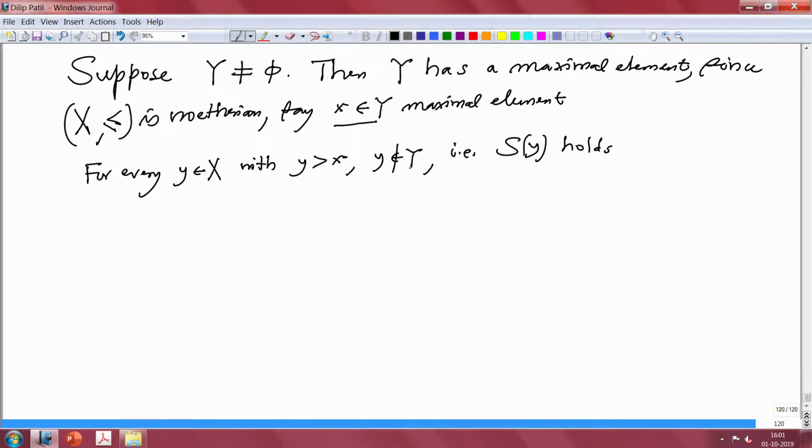The definition of Y is all those y in Y satisfy the property that Sy does not hold. Y does not belong to Y means Sy holds. But then by hypothesis, what did we check? For all y bigger than x, Sy holds. But then by our assumption, this implies Sx also holds. But x is in Y, and Y is precisely all those elements where Sx does not hold. So this means x is not in Y, a contradiction.